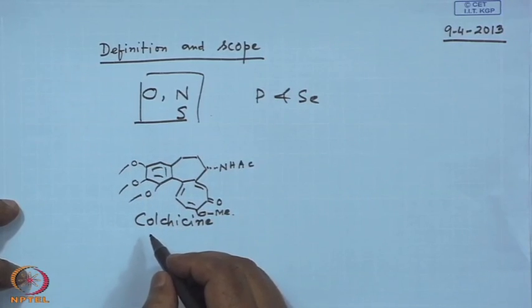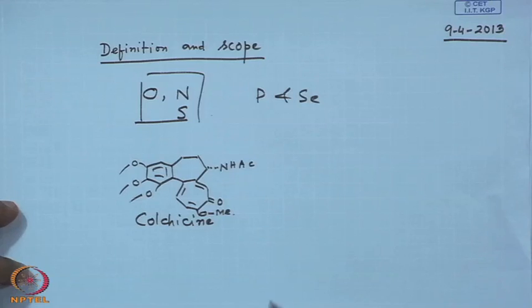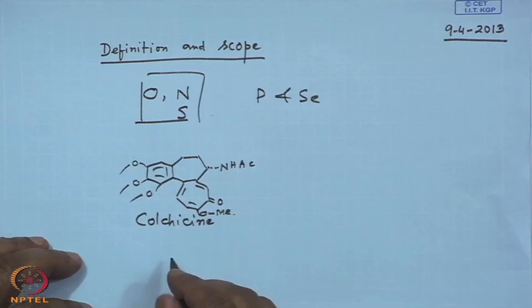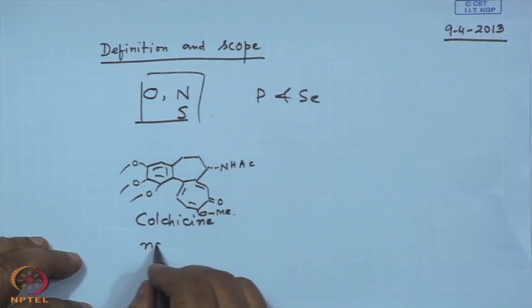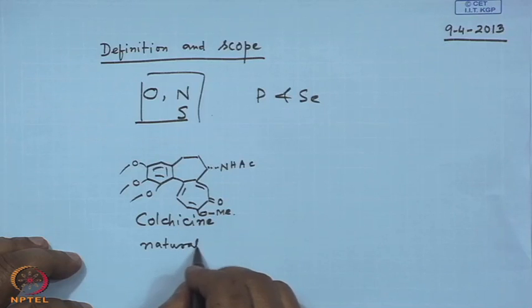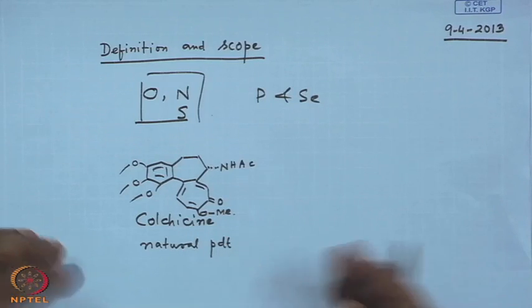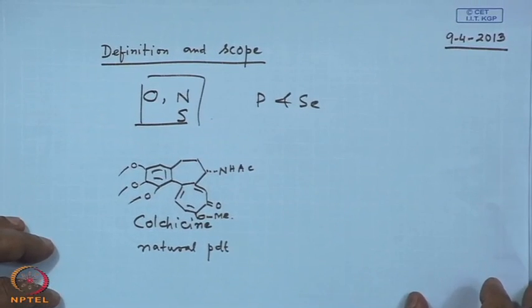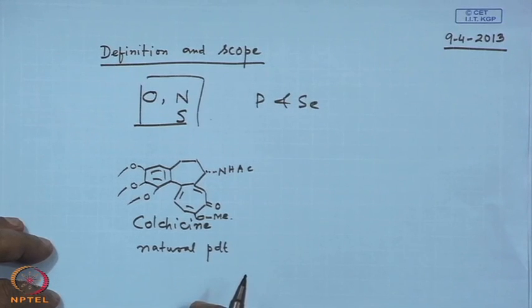Why did I write this? Just to clarify some of the things. This is a natural product, obtained from a small kind of flowering plant, and today, as all of you know, it is used as an anti-gout agent. It was approved in 2009 as a very powerful anti-gout agent and natural product.